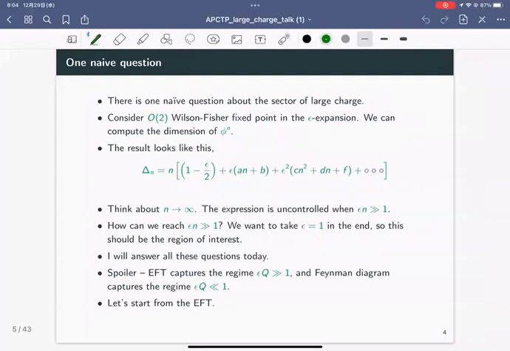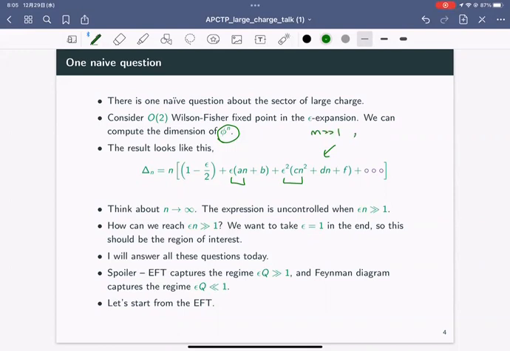Anyway, there is also one naive question when I say the sector of large charge, right? Consider the O(2) Wilson-Fisher fixed point. You can solve it in the epsilon expansion, and we can compute the dimension of phi to the q, or phi to the n, or something. And the result looks like this. The actual coefficients don't matter, but what's important here is that it's actually an expansion in terms of epsilon times n, when n is large and epsilon is small.